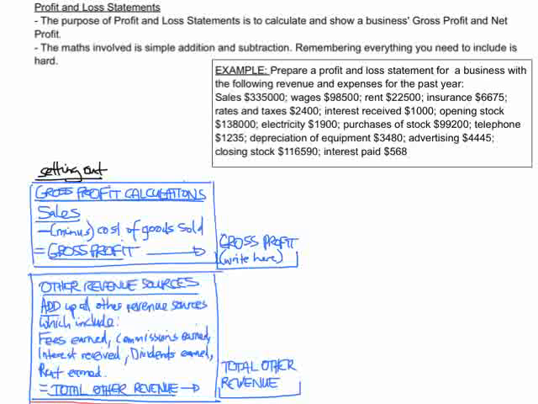Alright guys, this video is going to be about the writing of profit and loss statements. So this is the next and one of the biggest things that we're going to have to be doing in massive small business. The purpose of a profit and loss statement is to calculate and show a business's gross profit and their net profit. So their net profit being their final earnings after all expenses have been considered. And don't worry, it's going to be long, but the maths involved is simple, just addition and subtraction.